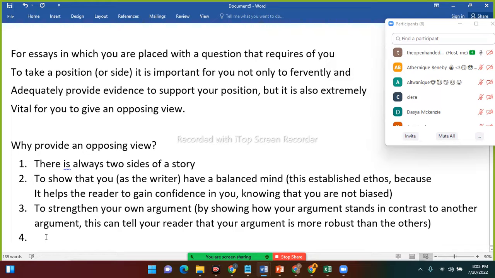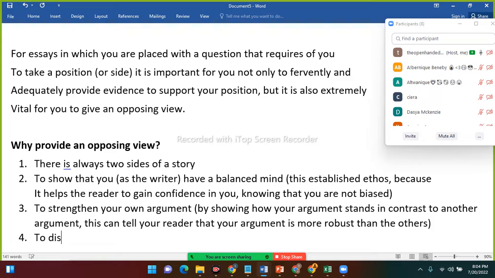Why else should we provide an opposing view? Anyone else could think of another reason why it's important to provide an opposing view? Maybe on the flip side of strengthening our argument, we could dismantle other people's views. I don't know, that sounds a bit wrong. I know, right? That sounds cruel. You want to step on their toes, right? Okay, it's okay, all right, I guess.